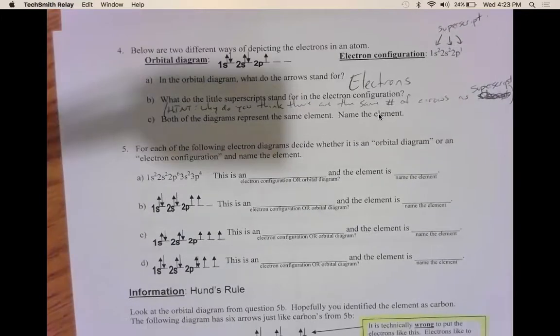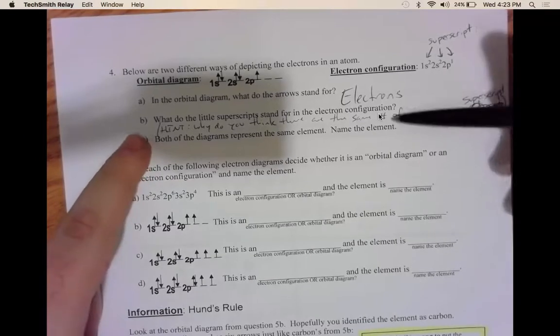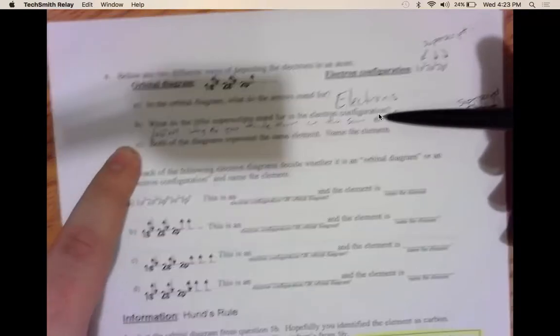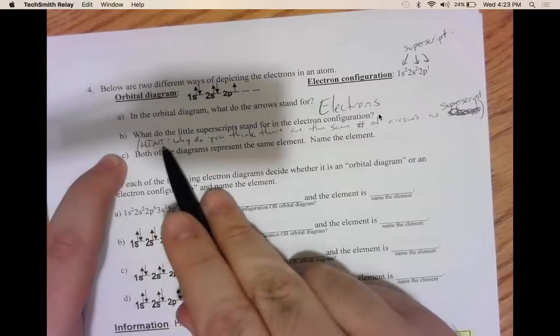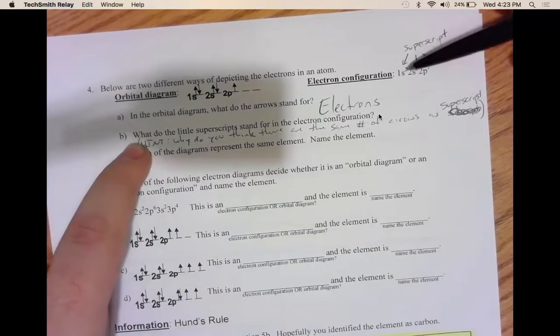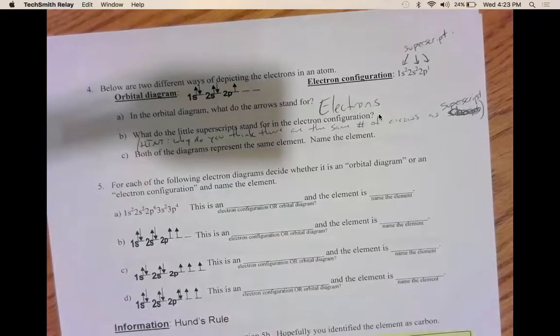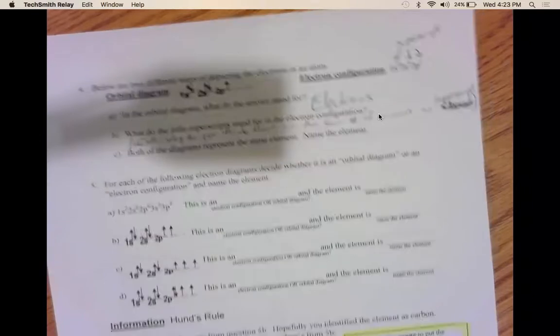So in 4A, we need to remember, what do the arrows stand for? Remember, they stand for electrons. When it's an upward arrow, it's spinning clockwise. When it's a downward arrow, it's spinning counterclockwise. Next, I want you to think about B and C, but I want you to use this little hint to help you. When you're answering B and you're trying to figure out what the superscripts stand for, why do you think there are the same number of arrows as the same number as superscripts? Try to think about that, use that to help you.